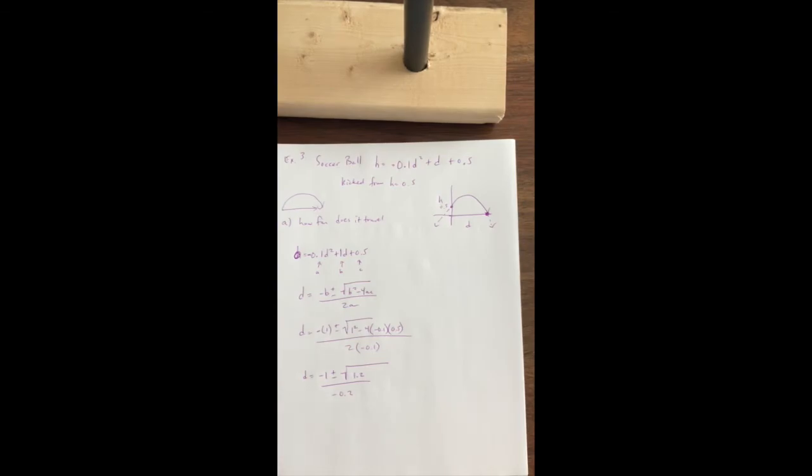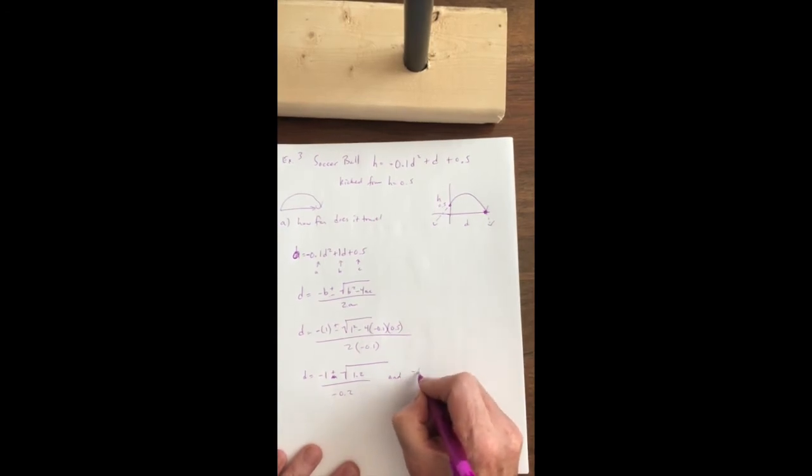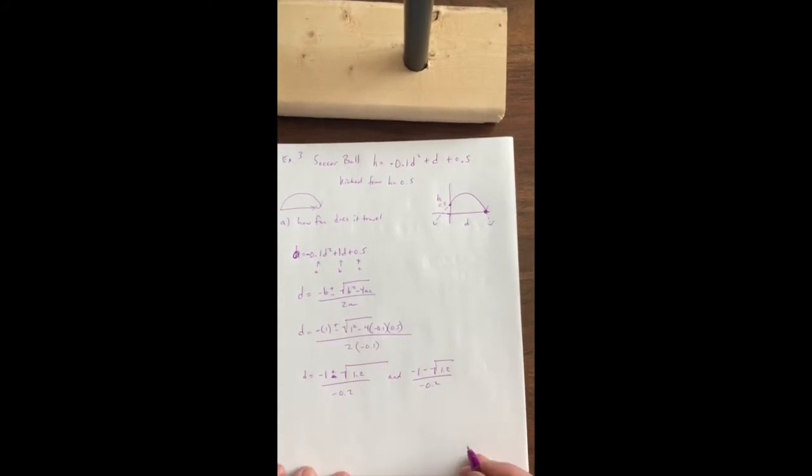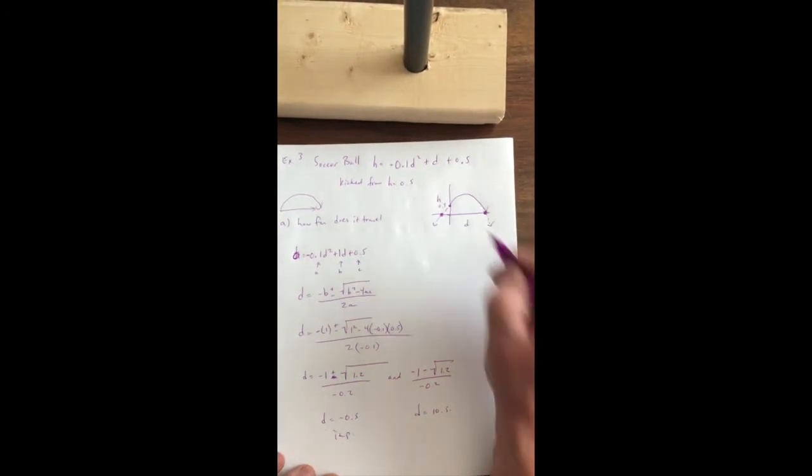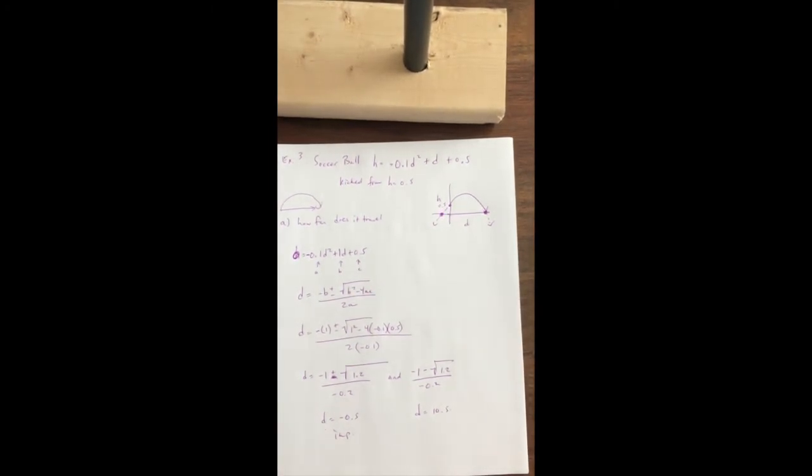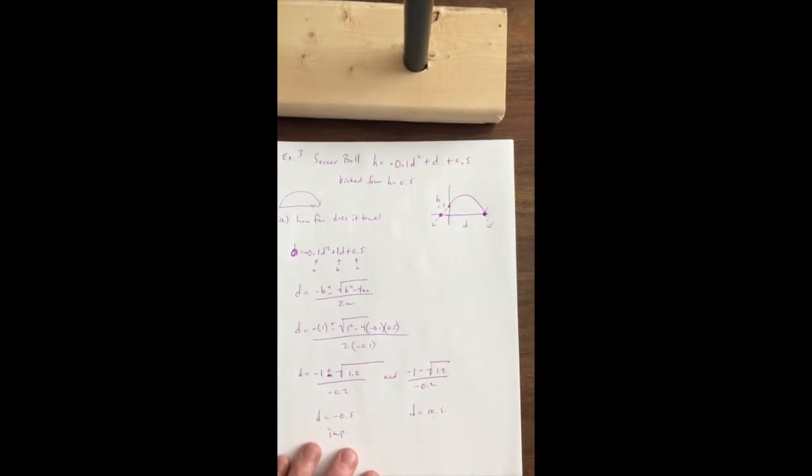And we get something like this. And so therefore, d is equal to negative 1 plus all that, and negative 1 minus. So those are actual roots. If we evaluate this, we get negative 0.5 and 10.5. Once again, this one here is impossible. That's this point right here, and that's not possible. 10.5 is possible. That's this point right here. These are our two roots, our two zeros, our two places where it crosses the x-axis. So the distance is 10.5.